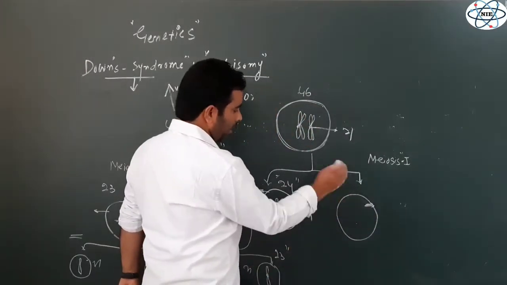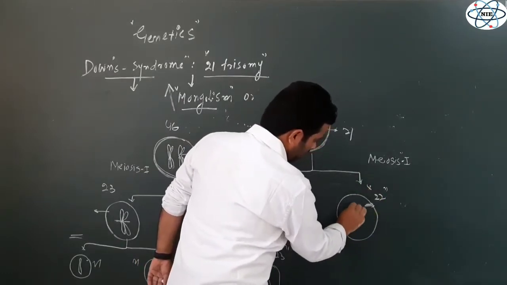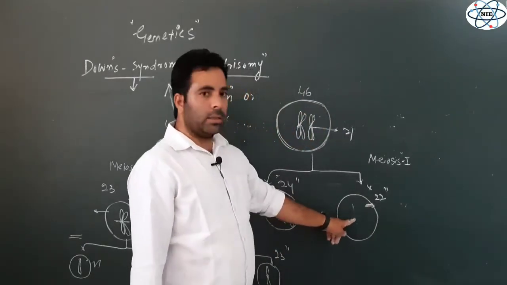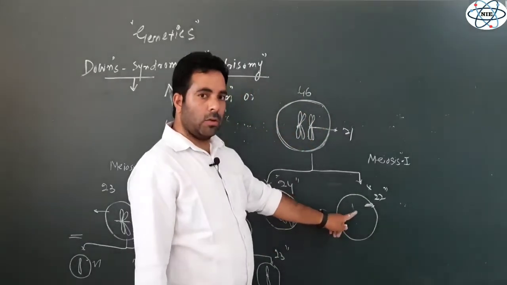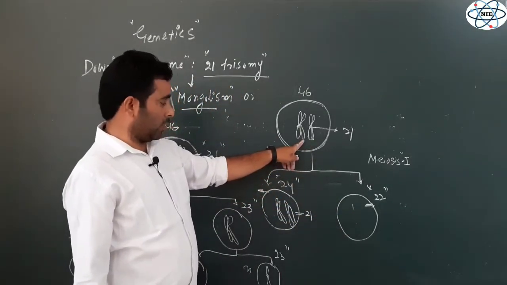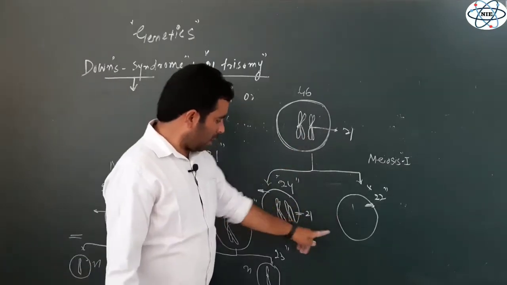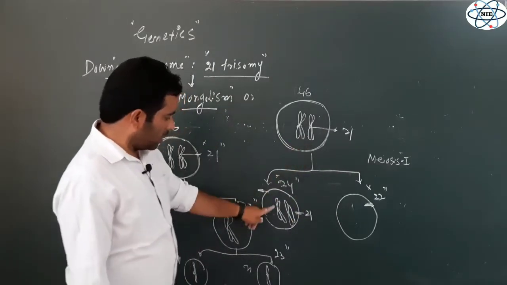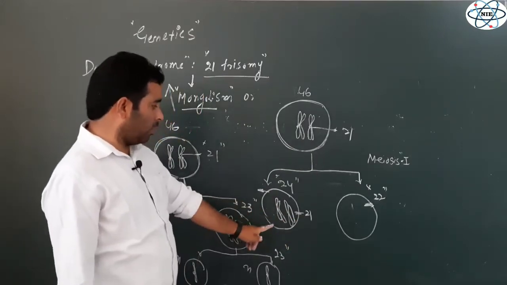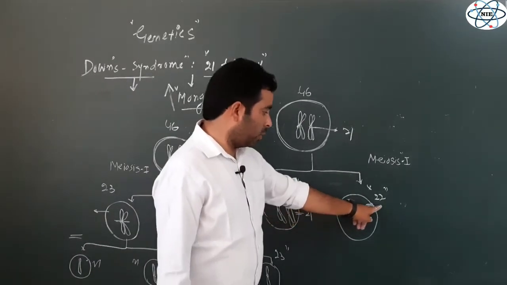This cell has lost its 21 copy. It is not having any copy of 21, so there will be only 22 chromosomes in this daughter cell. Because these two chromosomes should have separated, and each should go to each daughter cell, but both chromosomes are moving towards the one cell. So this cell has received both copies of 21, so the total number of chromosomes in this daughter cell is 24, while this cell is containing only 22.